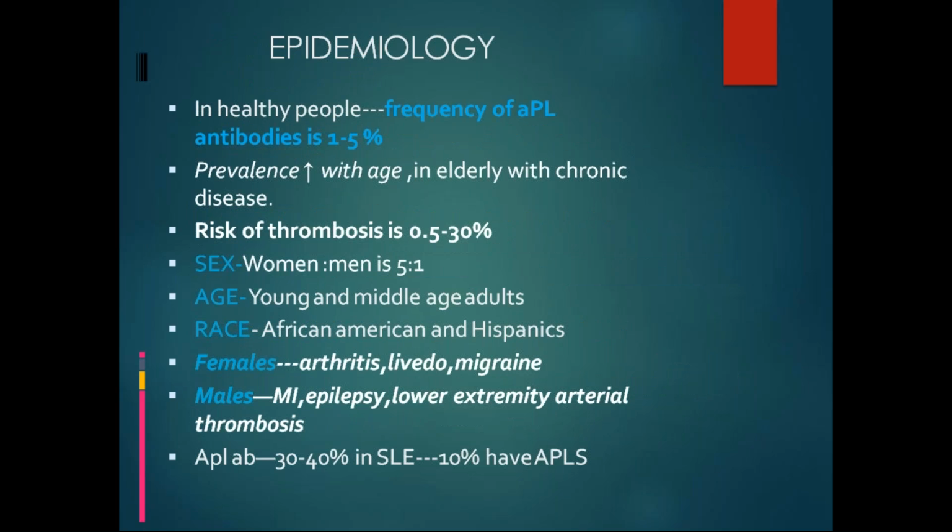Epidemiology. APL means antiphospholipid antibodies. In healthy people, the frequency of antiphospholipid antibodies is 1 to 5%. Prevalence increases with age, in the elderly with chronic disease. Women have more antiphospholipid antibodies. Females more often present with arthritis, livedo reticularis, and migraine; males with myocardial infarction and epilepsy. Whenever a thrombus occurs in the cerebral arteries, it may lead to stroke and epilepsy as well.